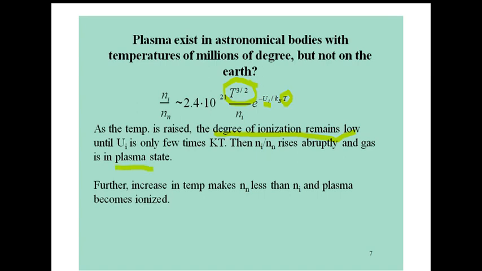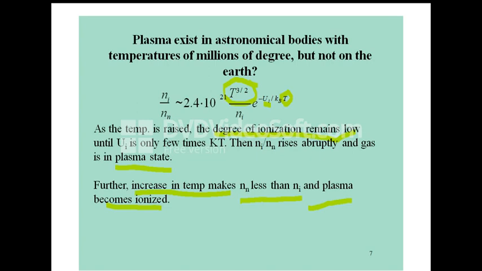Suppose I increase the temperature more. What happens? It makes Nn less than Ni. This is something the crux of this understanding. So, Nn becomes less than Ni, and therefore the plasma becomes ionized. That is the reason plasma exists only in astronomical bodies with temperatures of millions of degrees, but not on the earth.